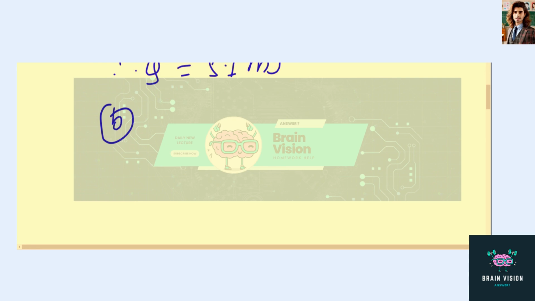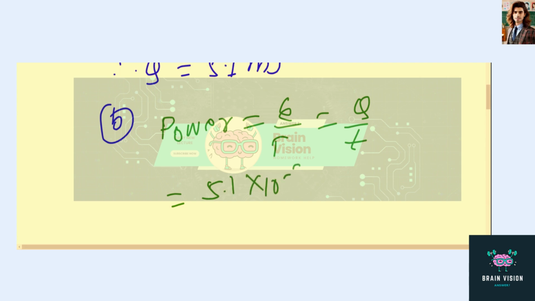And now in the next part b, we have to calculate the power. So basically we know that the power P is equal to energy upon time, or energy Q upon t. So this basically becomes, we have calculated 5.1 into 10 to the power minus 3 joule upon total time. Total time is given, which is equal to 450 microsecond, which is 10 to the power minus 6 seconds. So this basically becomes 11.33 watt.